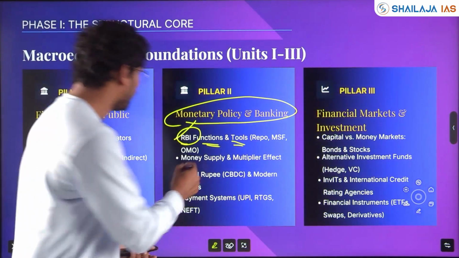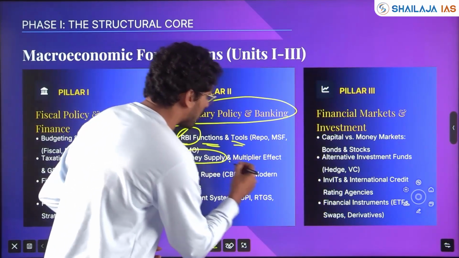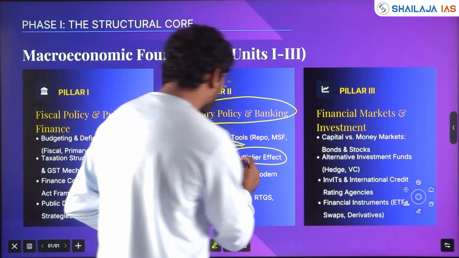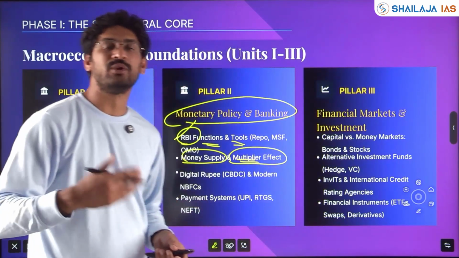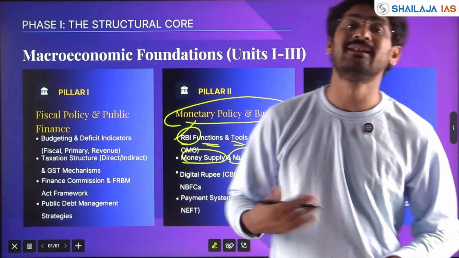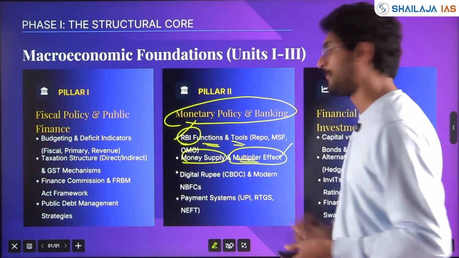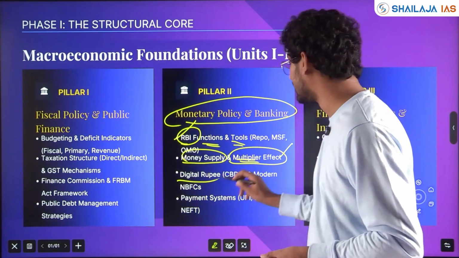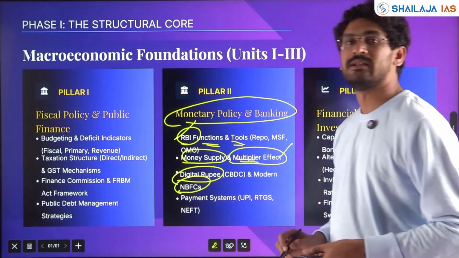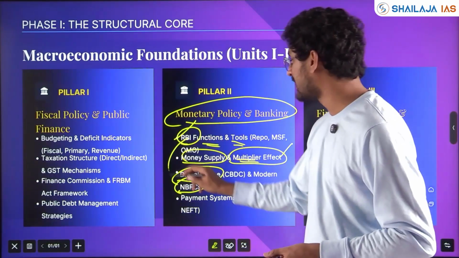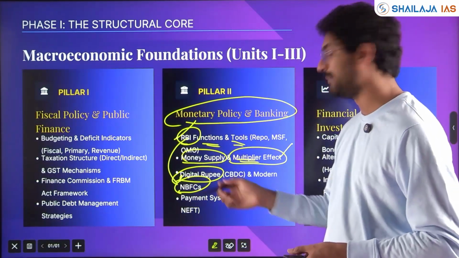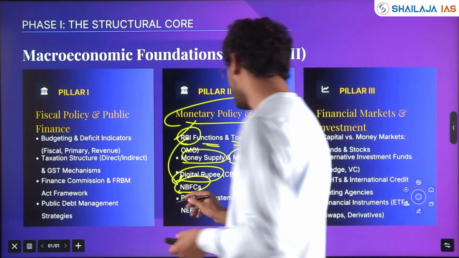Then one question might always show up with respect to money supply, the money multiplier effect, M1, M2, M3, M4, what is broad money, what is reserve money, all this becomes very important. Next, digital rupee, CBDC, modern NBFCs, all these are very important, where RBI has direct functions in some of the banks, controlling of the banks, controlling of the NBFCs.